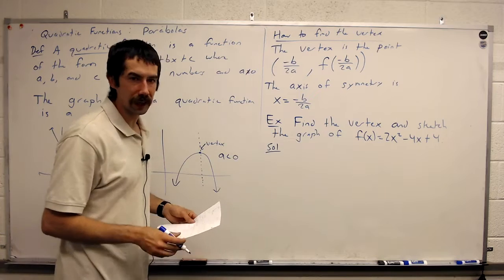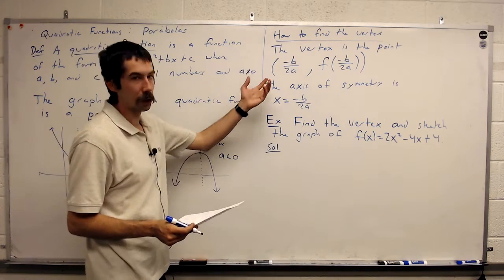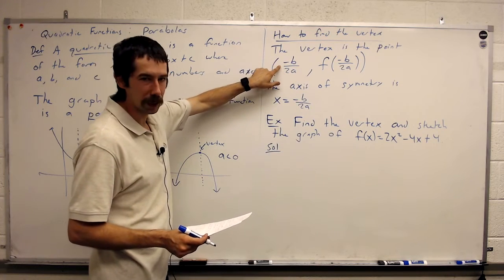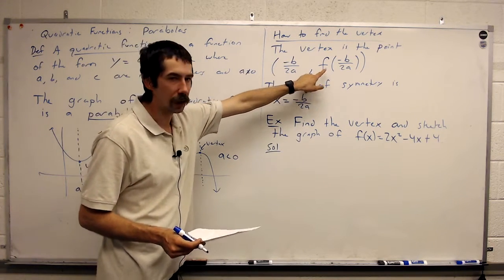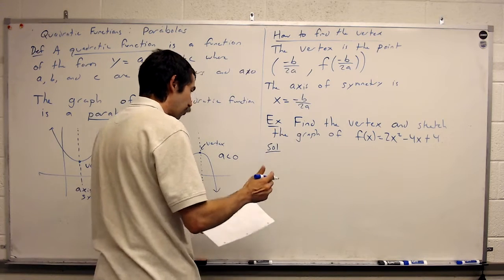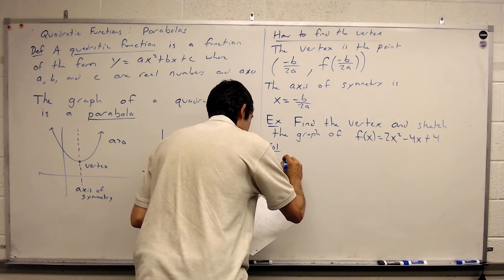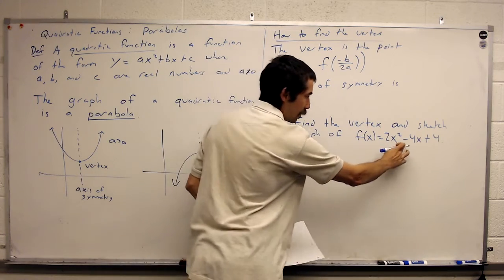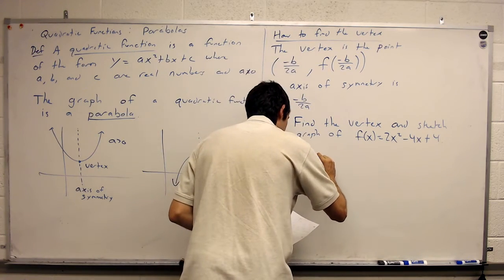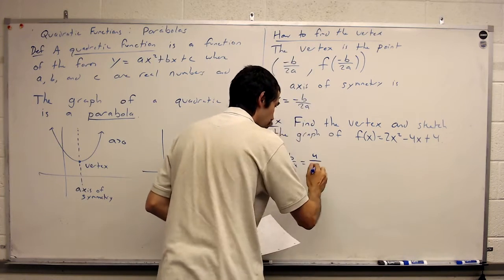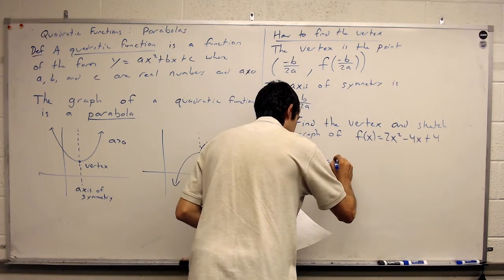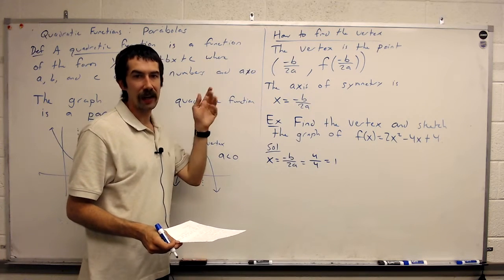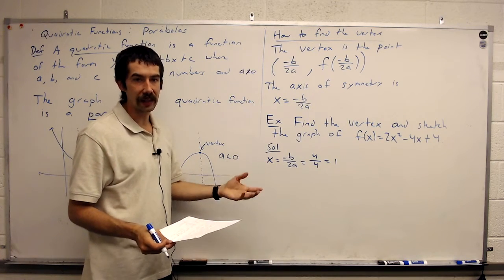But let's find the vertex. So how do we find the vertex? Well, it's right there. Okay, the vertex is the point negative b over 2a, and then the function evaluated at that point. So for the vertex, x equals negative b over 2a, which in our case is negative negative 4 over 2 times 2, 4. X equals 1 is the x component of our vertex. This is also our axis of symmetry.